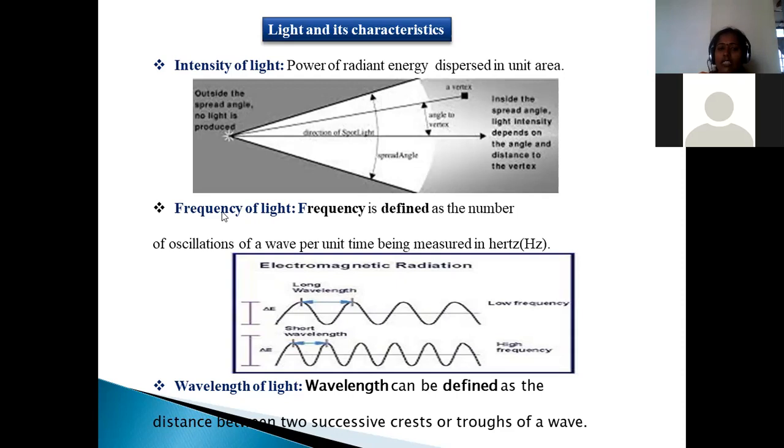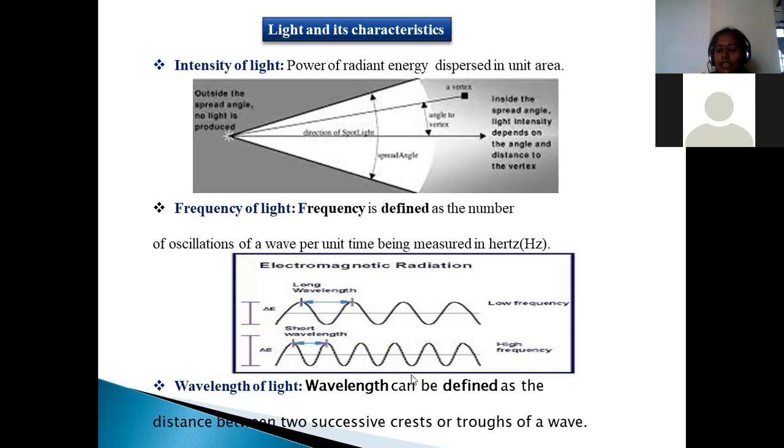So now let us define what frequency is. It is the number of oscillating waves which pass through a fixed point in unit time. Let us assume within 5 minutes, how many waves are passing through this fixed point is known as its frequency.